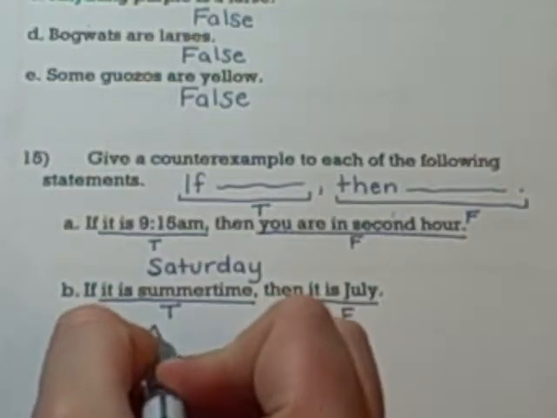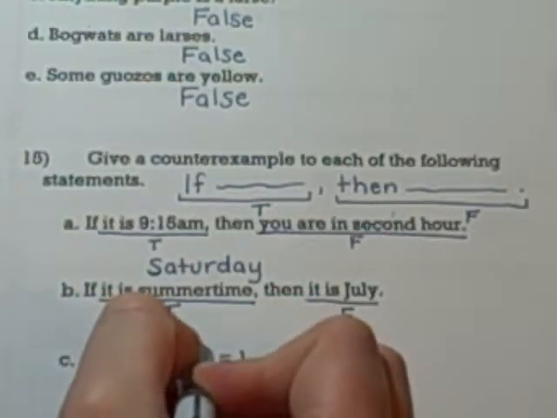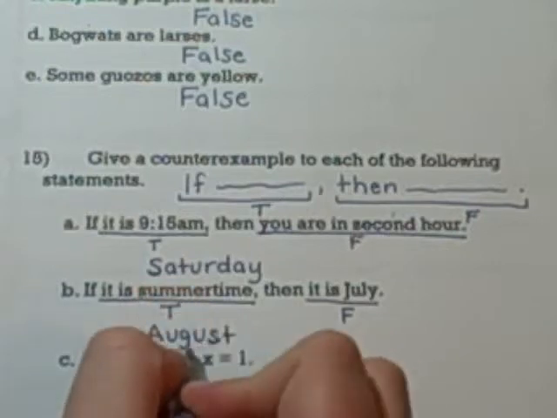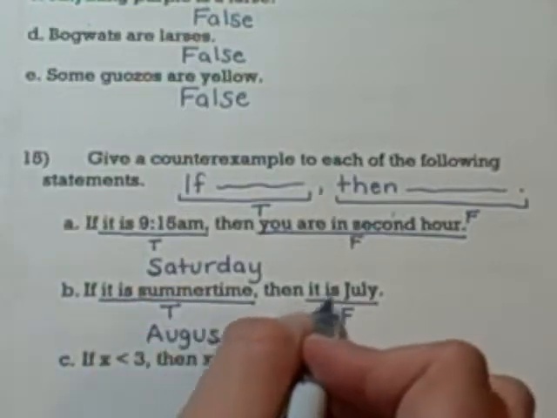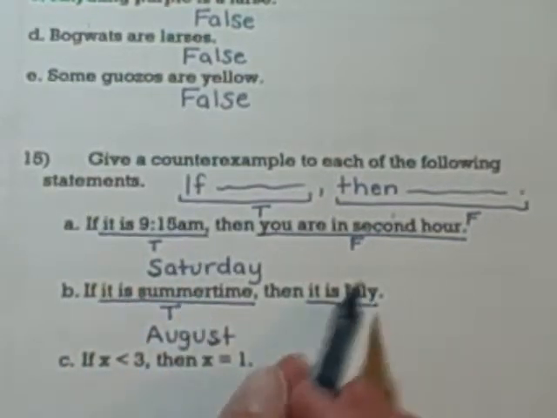So I'm just going to pick one situation where it would be summertime, but not July. August is in summertime, but it's not July.